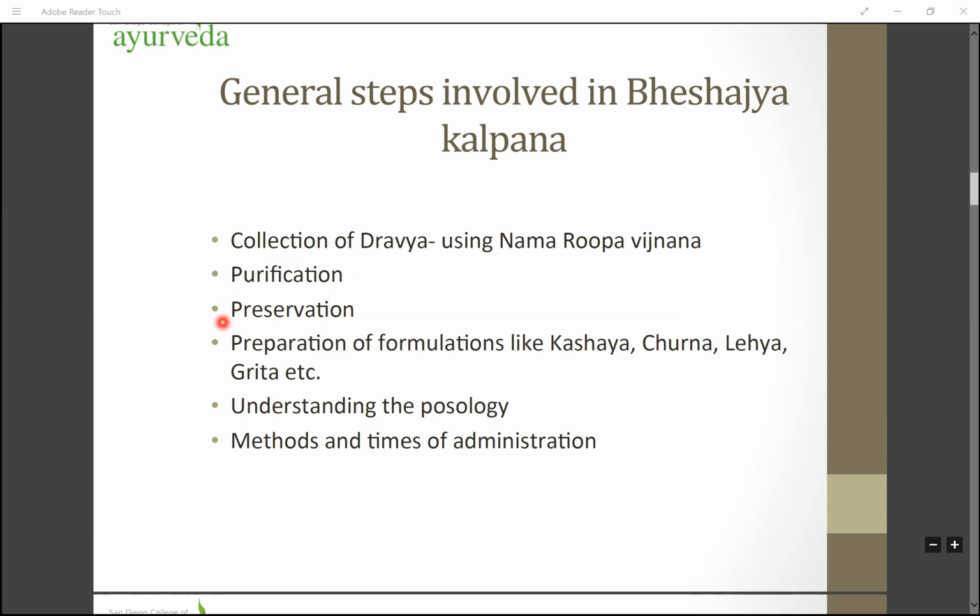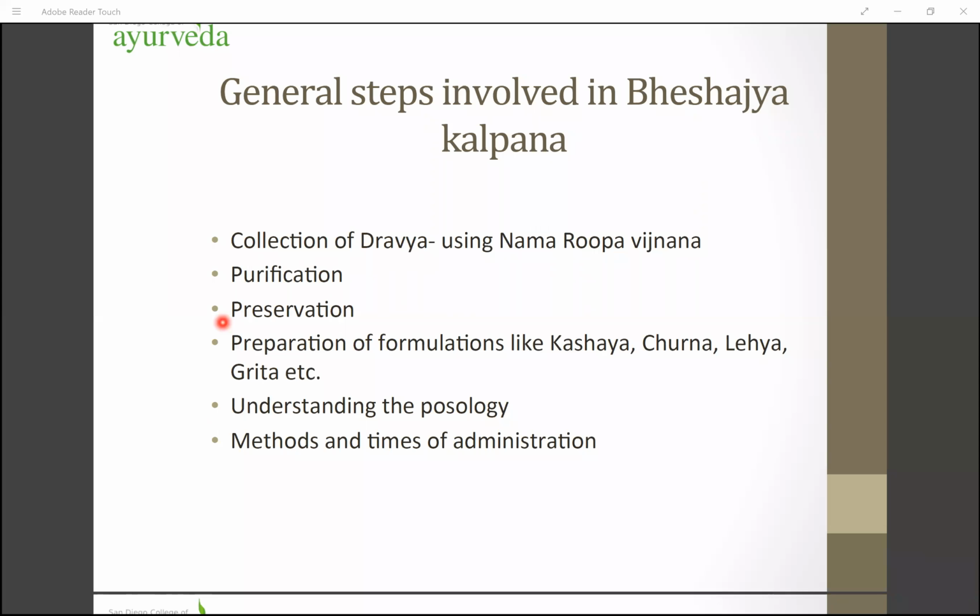Now, preserving here is basically storing these dravyas. There are certain fresh herbs that you need. For instance, if you're making an extract, a swarasa, you need fresh herbs. You can't really make a swarasa with dried herbs. The powder would become more like a kashaya. It won't be like a fresh extract. So for a fresh extract, you need fresh herbs.